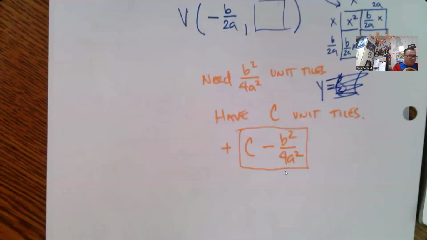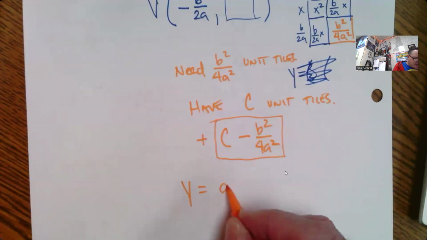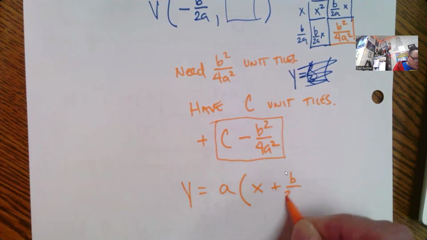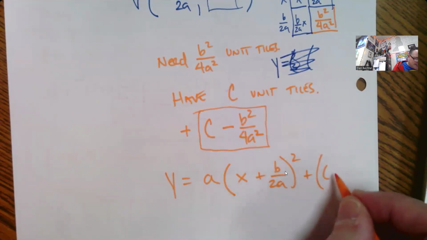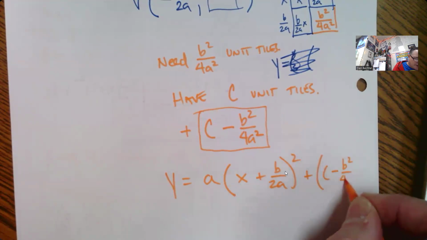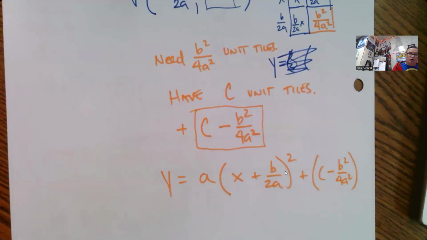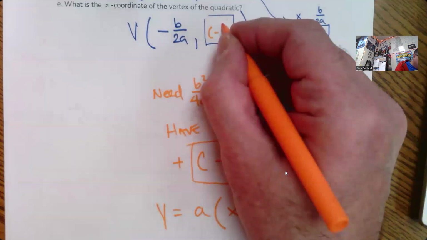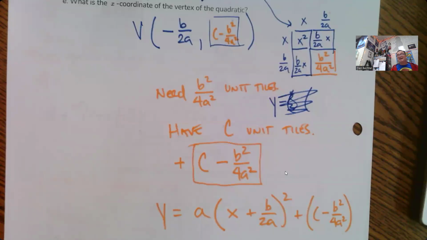That means that the vertex form of this, this is going to be weird and ugly, would be y equals, I have an a on the outside of that. I would have x plus b over 2a squared plus c minus b squared over 4a squared as that little extra piece there, which means that that would be my y coordinate. So if I did want to write it, I'd put that right here, c minus b squared over 4a squared.